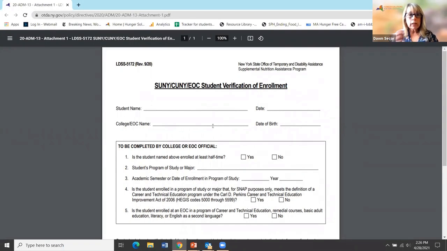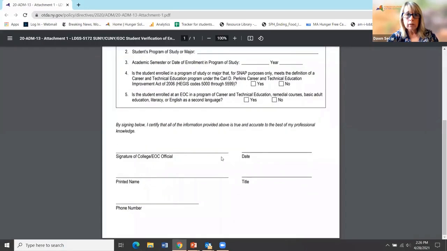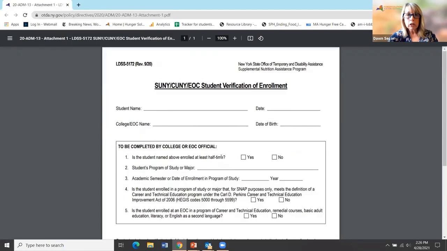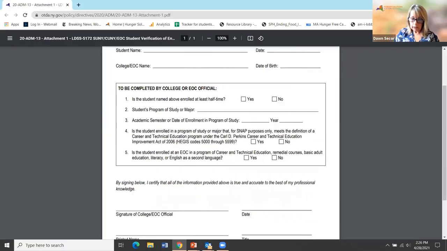And you'll see that you need information about the student. And then there's a section to be completed by the EOC. One of these questions is not for EOCs, and that's number 4. So that question is always going to be no. And the rest is just literally providing information about students. Also, just so you can see, we do need a signature from a staff member at the EOC or ATTAIN Lab. And just so you know, these can be electronic signatures on this form. They don't have to be handwritten.